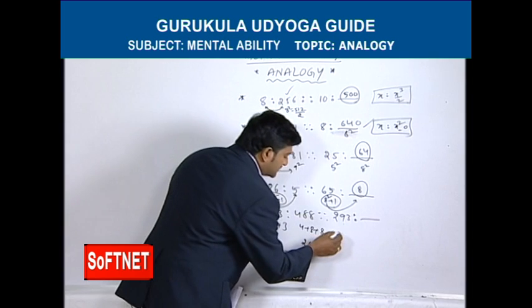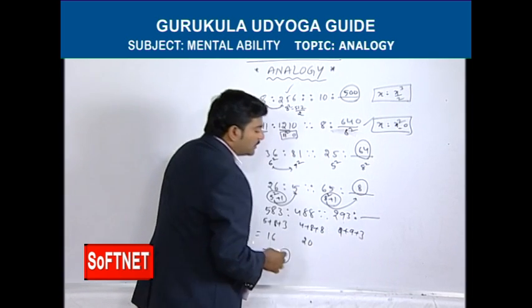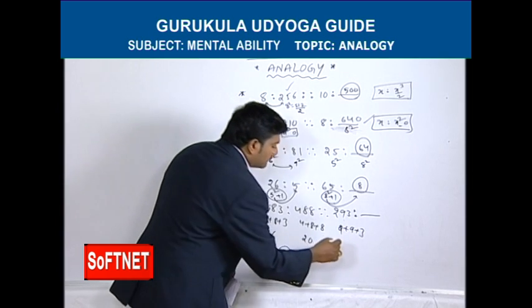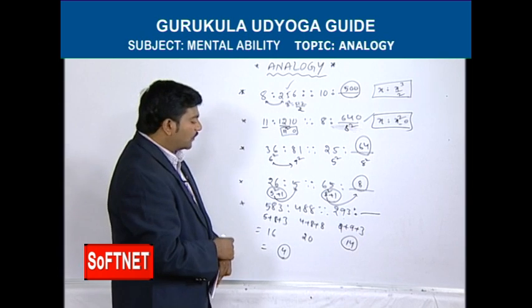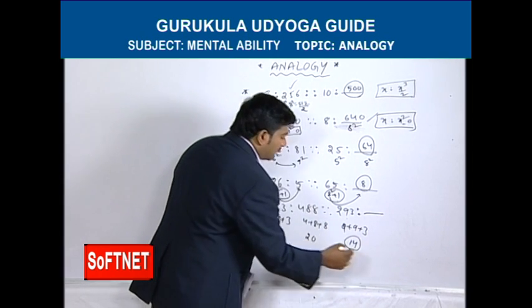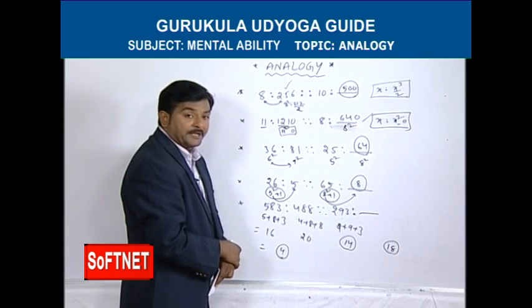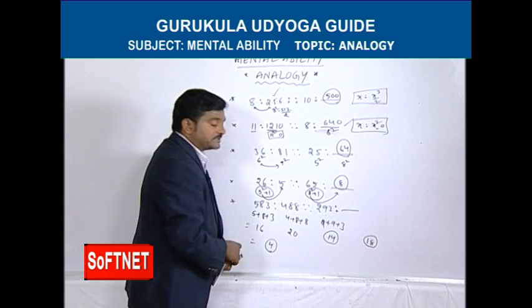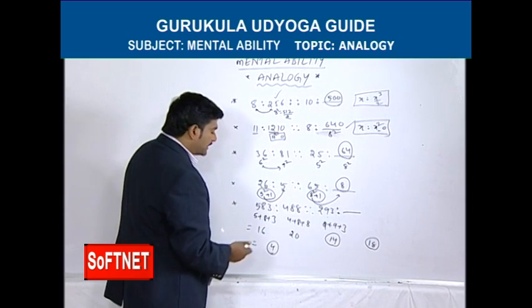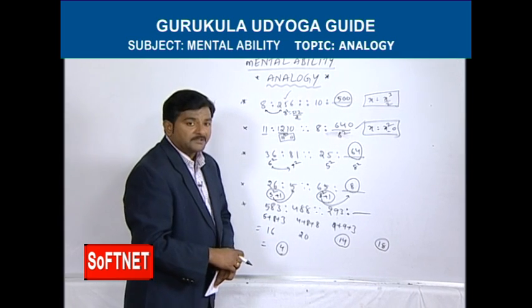Similarly, find the sum of the digits here: 2 plus 9 plus 3, I am getting 14. To get the difference 4, what sum of the digits do I have to get here? 18 you have to get. So 18 and 14, the difference is 4. Similarly, 16 and 20, the difference is 4.